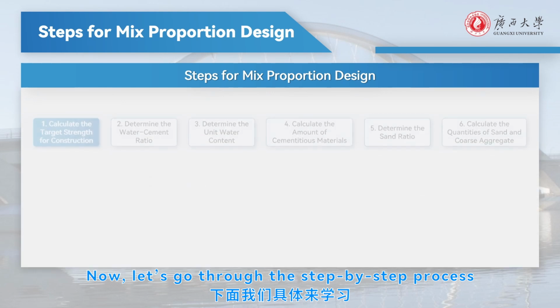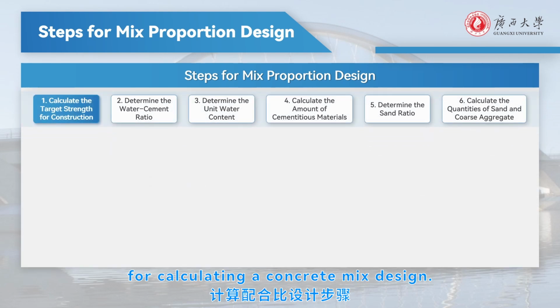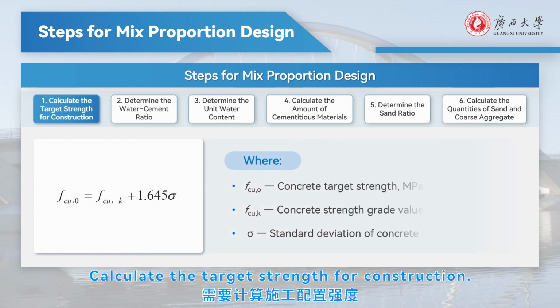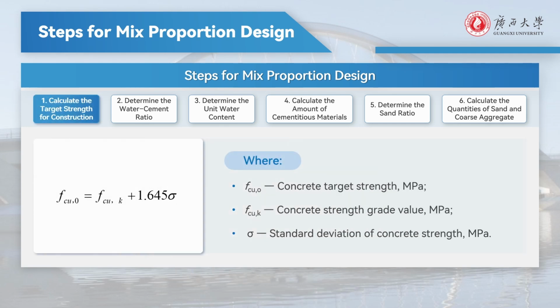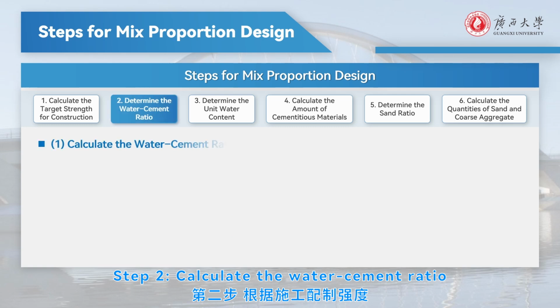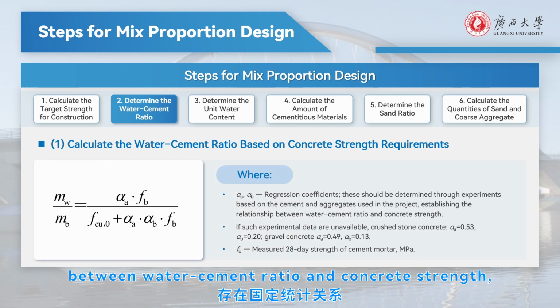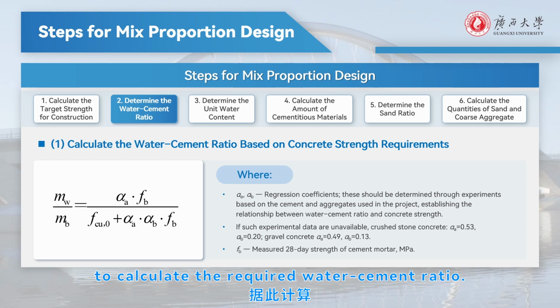Now, let's go through the step-by-step process for calculating a concrete mix design. Step 1. Calculate the target strength for construction. Estimate the required concrete strength using empirical formulas. Step 2. Calculate the water-cement ratio based on the target strength. There is a statistical relationship between water-cement ratio and concrete strength, which allows us to calculate the required water-cement ratio.